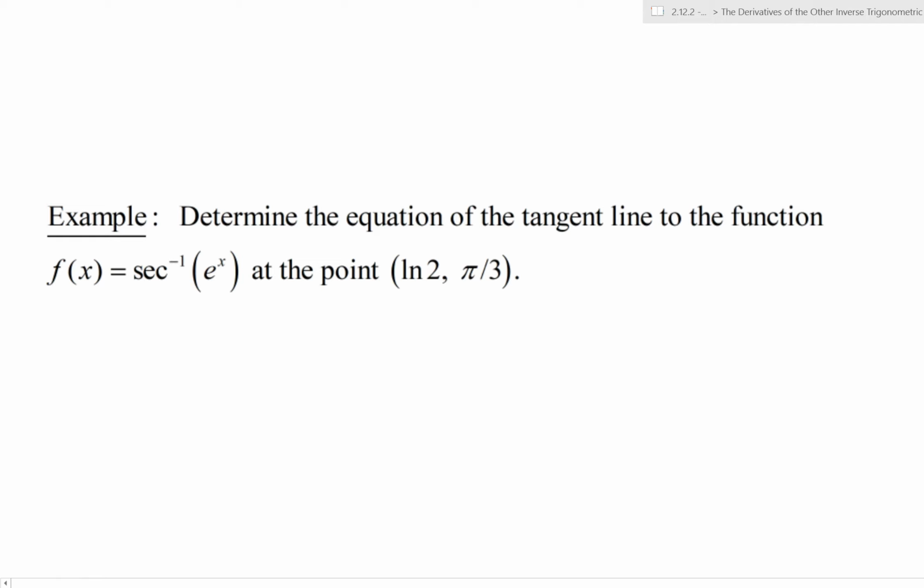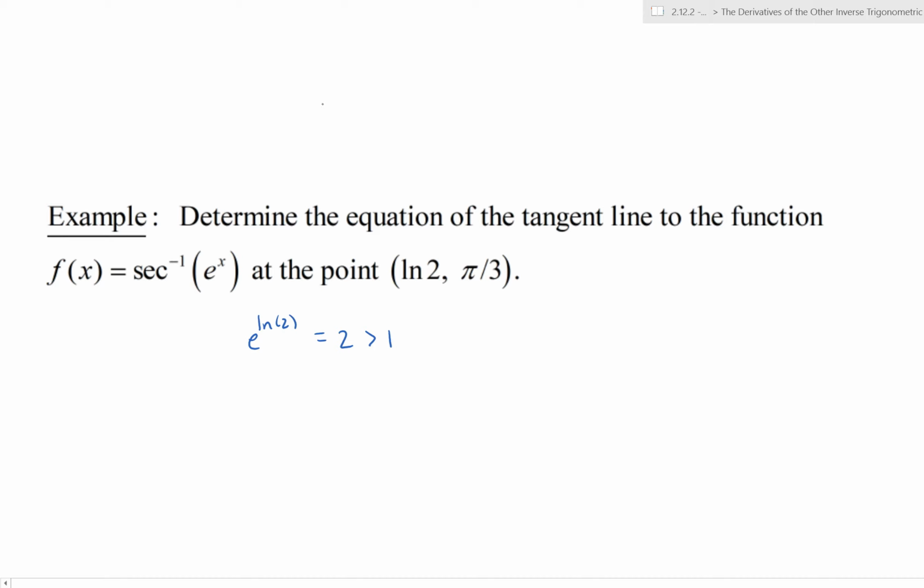Now, note, e to the natural log of 2 is just 2, and of course that's bigger than 1. Why am I saying that? Because our derivative of the secant inverse function that we came up with earlier was piecewise defined, with different rules depending on the value of x. Because the input of the secant inverse here is e to the x, and once I plug in the natural log of 2 for x I get 2, that's bigger than 1, so we're going to use that first rule.